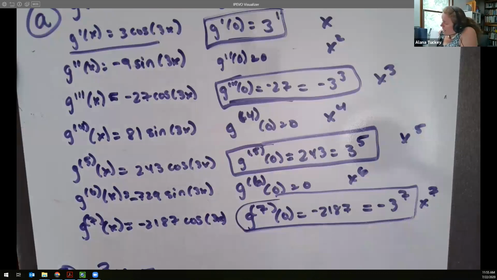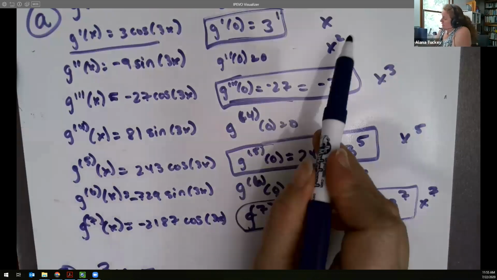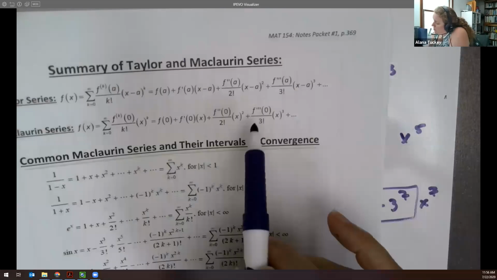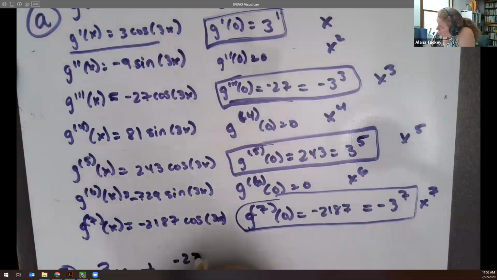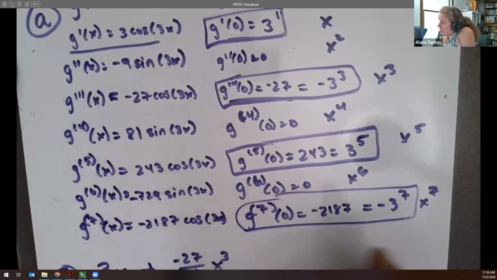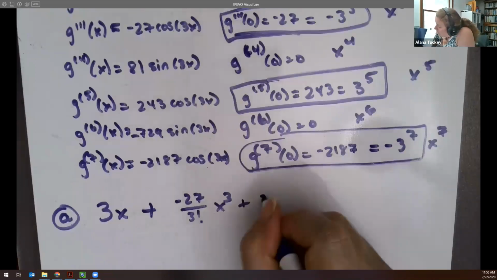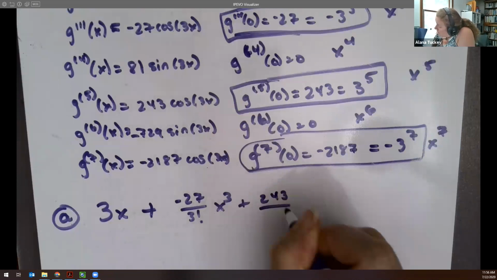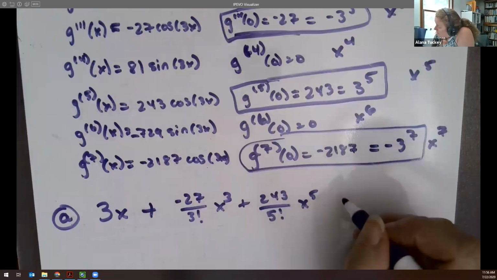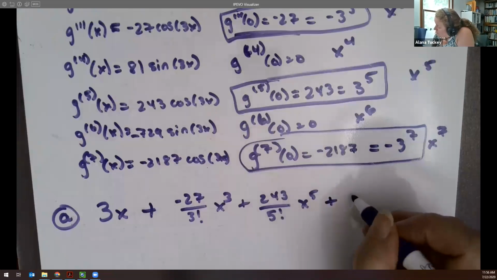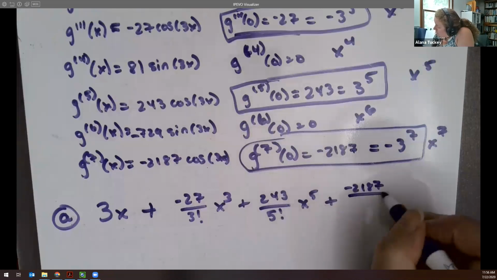So it's 3x, and then we need, well, it's plus negative 27 over 3 factorial times x cubed. And then we keep going that way. So we would skip x to the 4th, because x to the 4th turns into 0. And then we would have a plus 243 over 5 factorial times x to the 5th. And then we'd skip x to the 6th because it doesn't matter. And then we have an x to the 7th, negative 2187 over 7 factorial times x to the 7th.